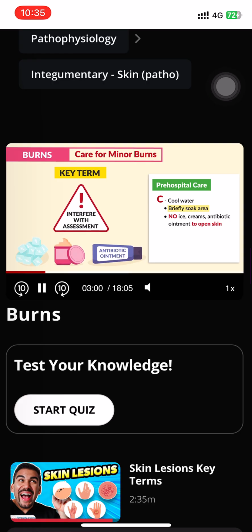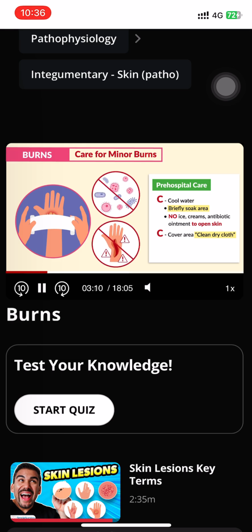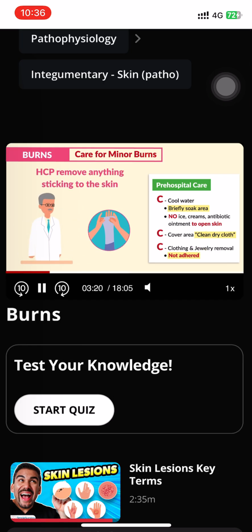Now the second C is cover the area with key term, clean, dry cloth. So write that down. This is done to prevent infection and more damage in the pre-hospital setting. And the last C is clothing and jewelry removal near the burn, if not adhering to the burned skin. Only the HCP should remove anything adhering to the burned skin.